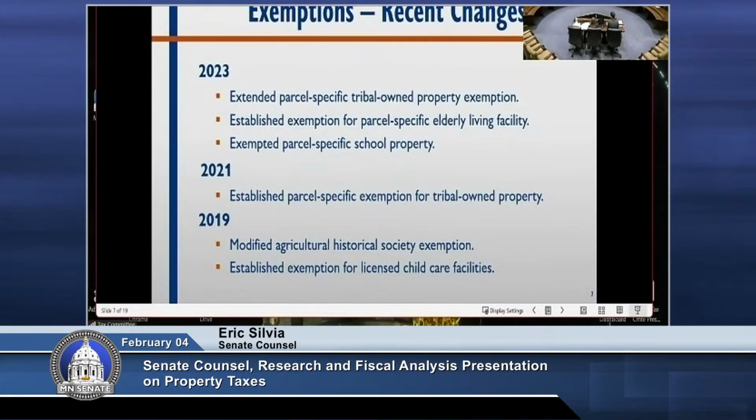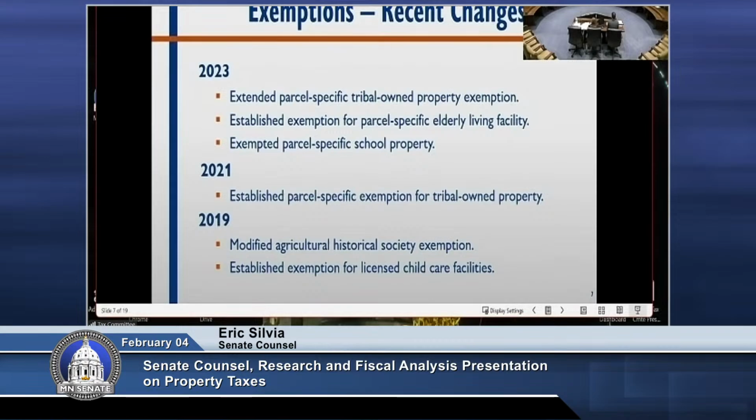I thought it was worth noting here on the slide some recent changes that the committee and the legislature have enacted concerning exemptions. Starting in 2023, the last changes to the exemptions, there were three changes. The first was, as I noted just a few minutes ago, the legislature extended that parcel-specific tribal-owned property tax exemption that had originally been enacted for a 10-year period, and the legislature extended that for another 10-year period. The legislature also established an exemption for a parcel-specific elderly living facility.